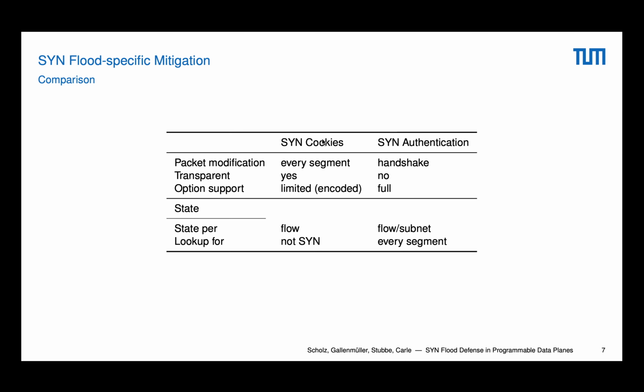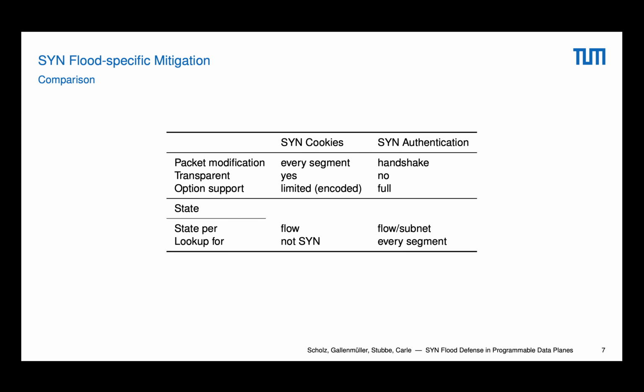So if you compare these two methods, you can see that for SYN cookies, we have to modify every segment because of the sequence number translation. But on the upside, the method is completely transparent and does not involve any sort of reset. On the other hand, we can only encode a limited amount of options. If we look at the amount of state that you have to keep for SYN cookies, we also need to keep it per flow because of sequence number translation. On the other hand, for SYN authentication, we can aggregate state and reduce the memory footprint because we can whitelist, for instance, based on subnets. Now, on the other hand, here we need to look up this state for every single segment.